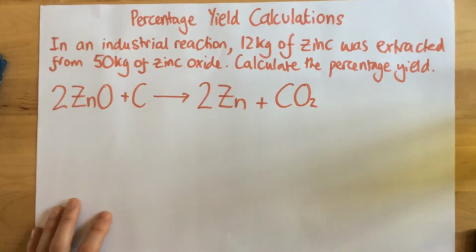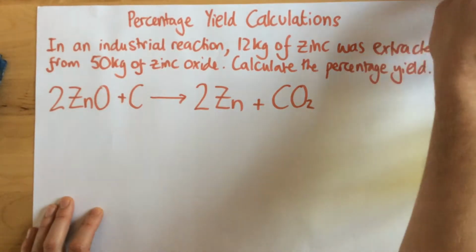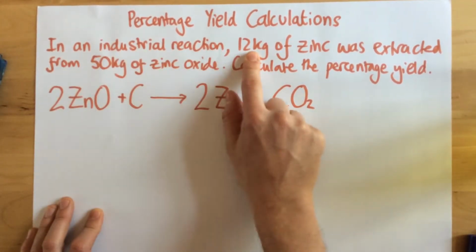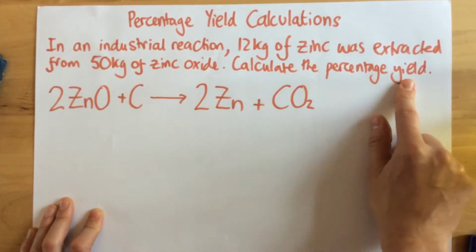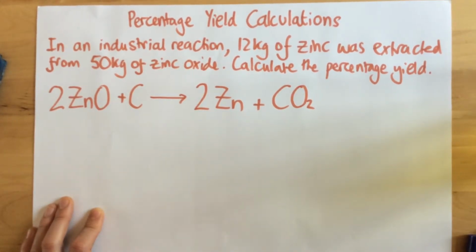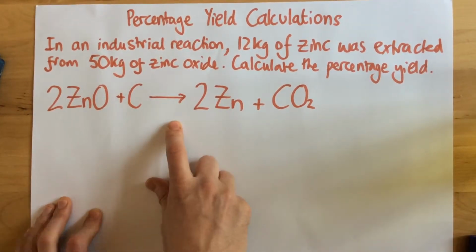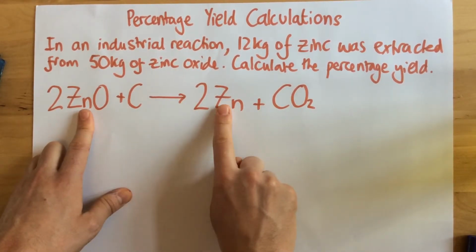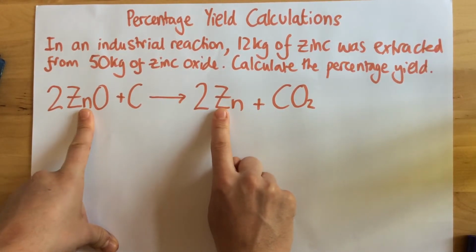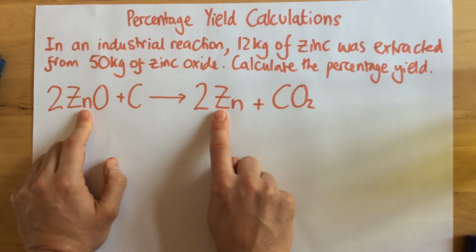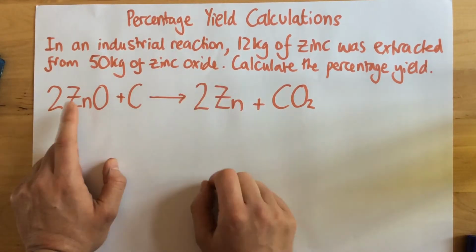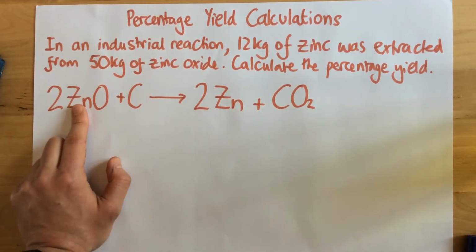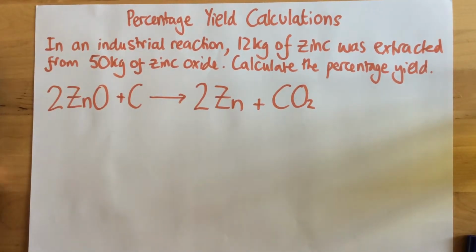So here's a typical kind of question you could be asked about this. It says this: in an industrial reaction, 12 kilograms of zinc was extracted from 50 kilograms of zinc oxide. Calculate the percentage yield. So if I look carefully here, I can see I started off with 50 kilograms of this and I've made 12 kilograms of this. So what I need to do first of all is figure out my theoretical yield. So if this was the absolute perfect situation, how much zinc would I have made from 50 kilograms of zinc oxide?